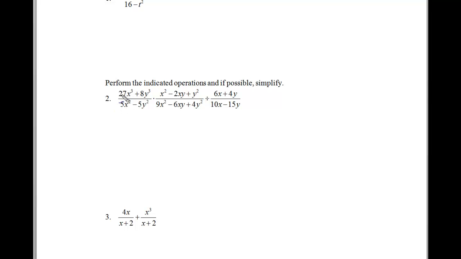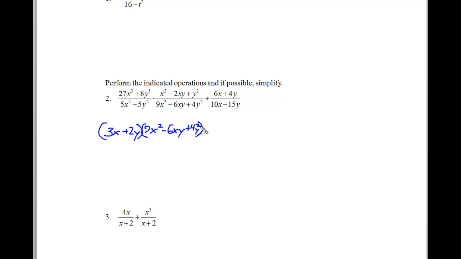So the cubic root of 27x cubed is 3x. The cubic root of 8y cubed is 2y. And then we are going to take our trinomial. Now again, this is still just this first part right here. And this is going to be the square of 3x, which is 9x squared. And then we have the opposite product of 3 and 2, which is -6xy. And then the square of 2y, which is going to be 4y squared.